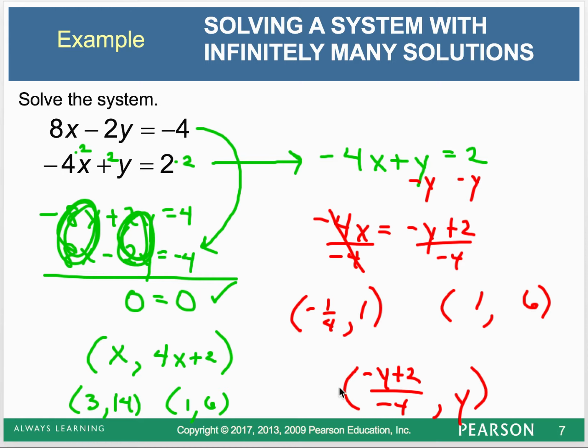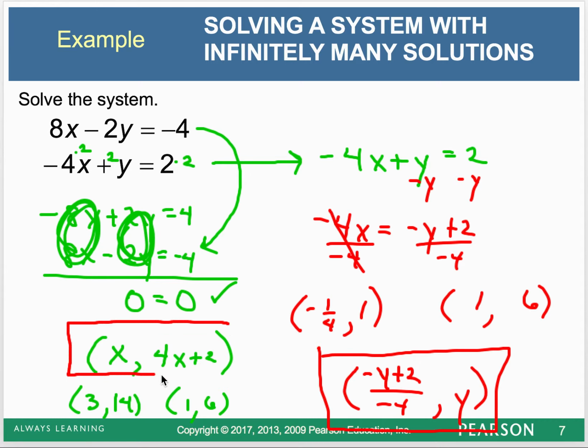So once again, here's how we're going to leave our answer. Not both ways, but pay attention to whether the instructions ask you to leave x arbitrary or y arbitrary. If it says leave x arbitrary, they both need an x in it. If it says leave y arbitrary, they both need a y in it.